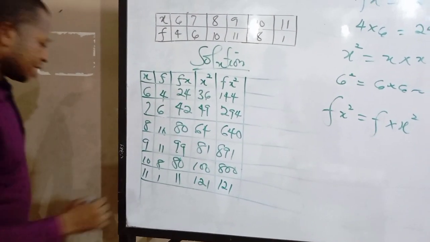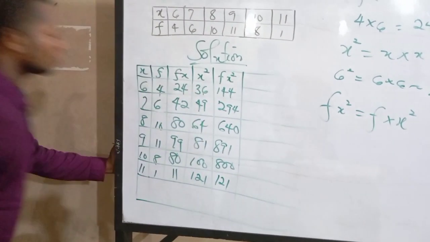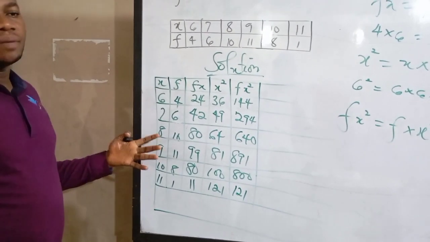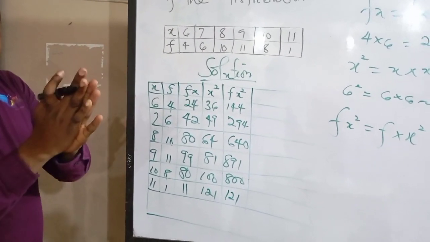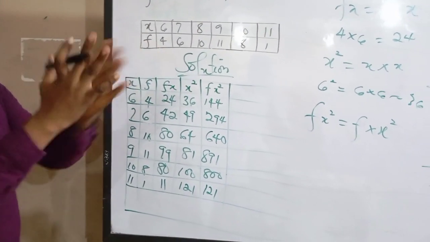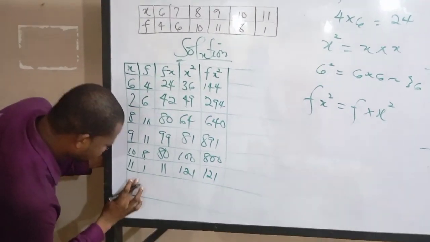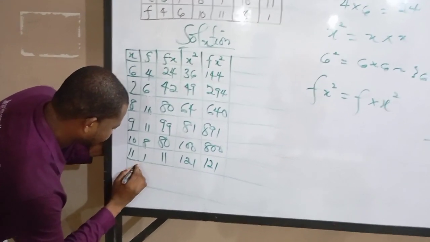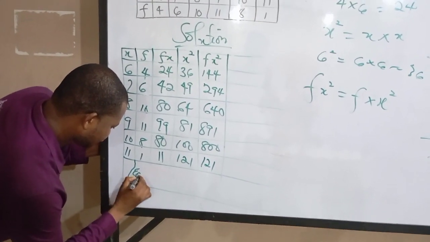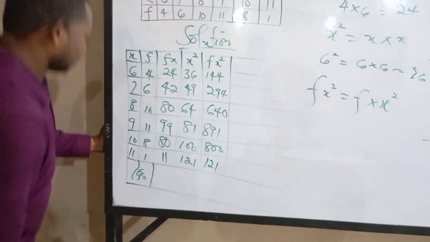Now, we're going to determine what we call summation F. Summation F simply means sum up all your F, sum it up. Summation means addition, add it up. So summation F, I'm going to sum up everything I have here.